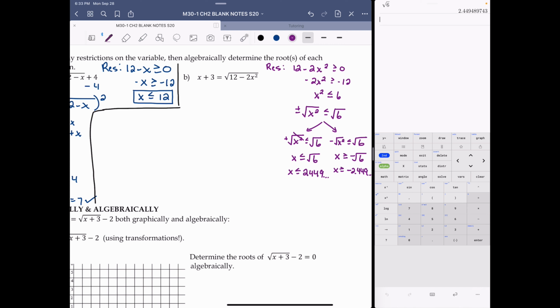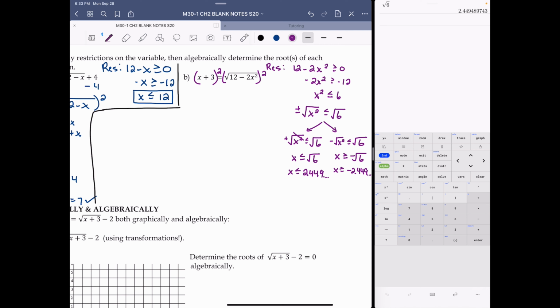Now we want to solve. First step is to isolate the radical. In this case, the radical is already isolated. So next step is to square both sides so that we can get rid of the root sign. We have x plus 3 squared. That's a binomial times a binomial.